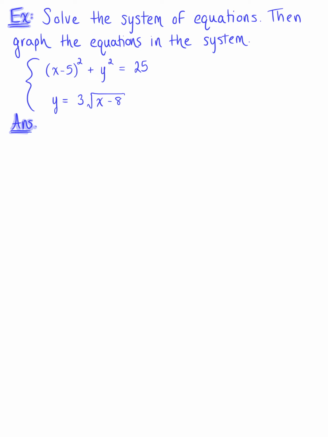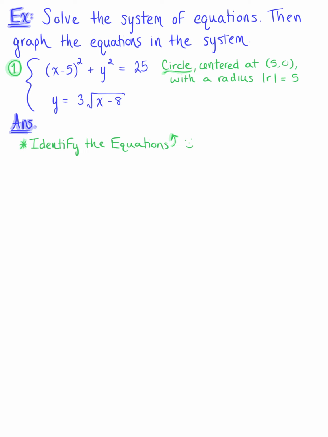Solve the system of nonlinear equations. Then graph the equations in the system. So to get us started, let's simply begin by identifying the equations in this system. And looking at equation number 1, we see that we are working with a circle centered at the ordered pair (5, 0) with a radius of 5.